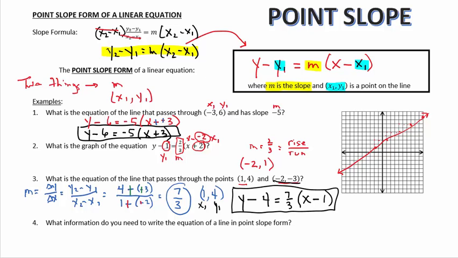Okay, one last thing. I want you to look at this fourth question. It says, what information do you need to write the equation of a line in point-slope form? Take about 5 seconds, see if you can answer that on your own. Okay, so there's your answer. You need the slope, which is m, and a point on the line, which we call x1, y1.